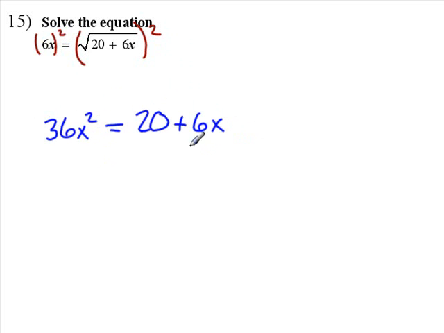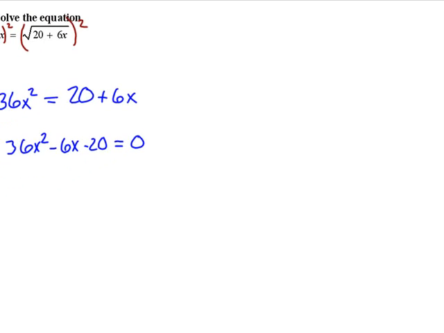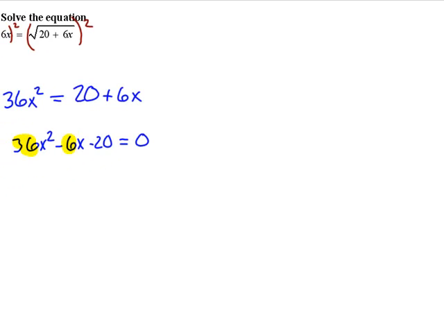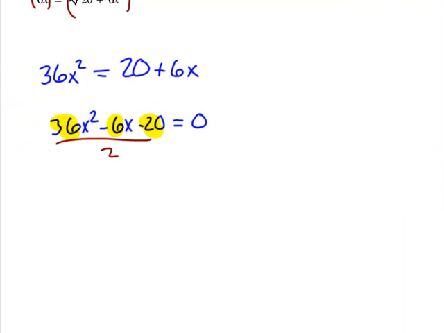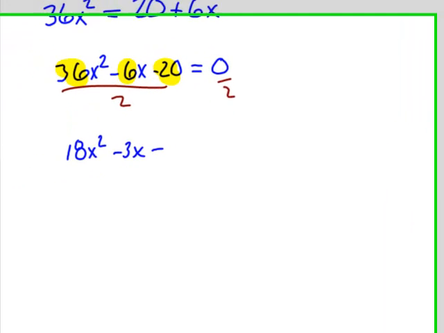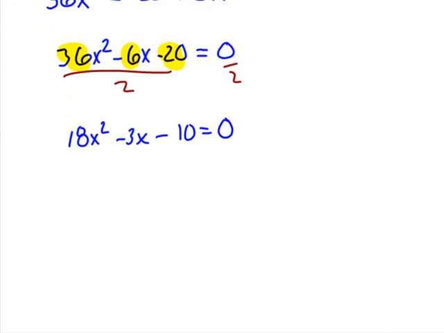I've got an x squared and an x, so let's set it up in quadratic form. 36x squared minus 6x minus 20 equals 0. Well, I noticed that I've got even numbers everywhere here, so I can make things a little simpler by dividing everything by 2. So let's do that. Divide both sides by 2. That gives me 18x squared minus 3x minus 10 is equal to 0.